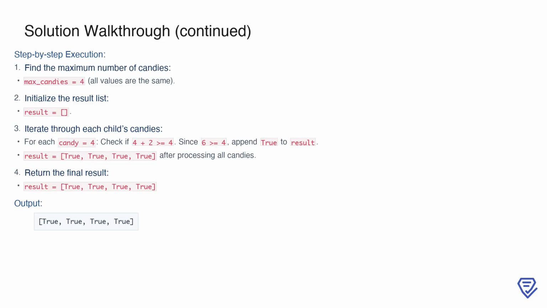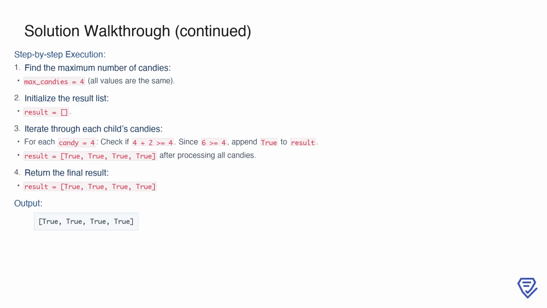The candies array is 4, 4, 4, 4, and the extra candies value is 2. The first step is to find the maximum number of candies. Since all values are equal, the maximum is 4. Next, we initialize an empty result list to store the Boolean outcomes.